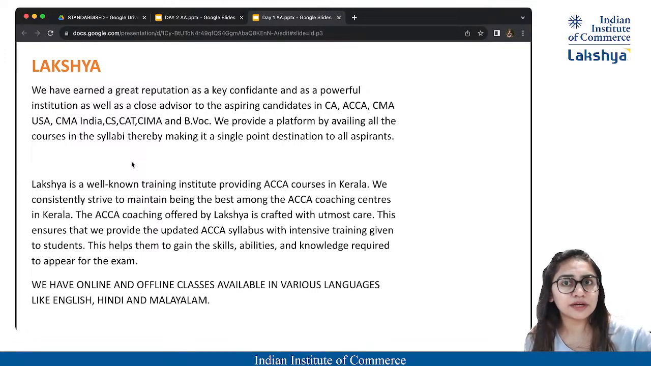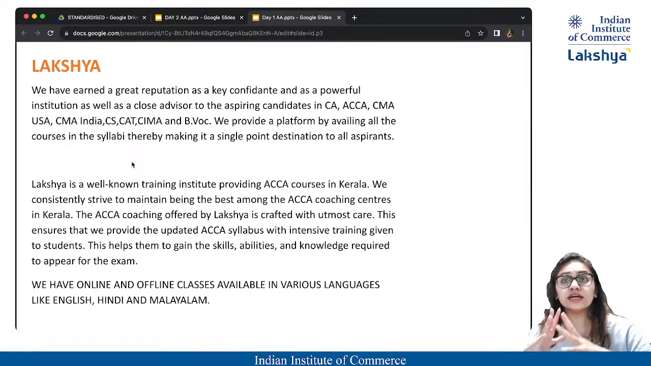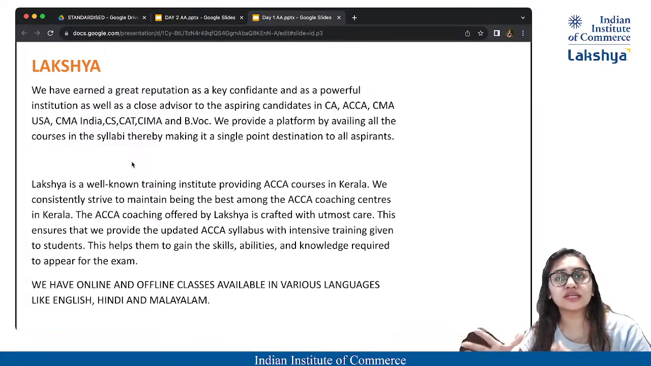It is a very big institute and it almost offers everything that commerce has in place. We provide a platform by availing all the courses in the syllabus, thereby making it a simple single point destination to all participants. So basically, they're providing you with the entire package. So once you take commerce, if you want to do CA, come to us.